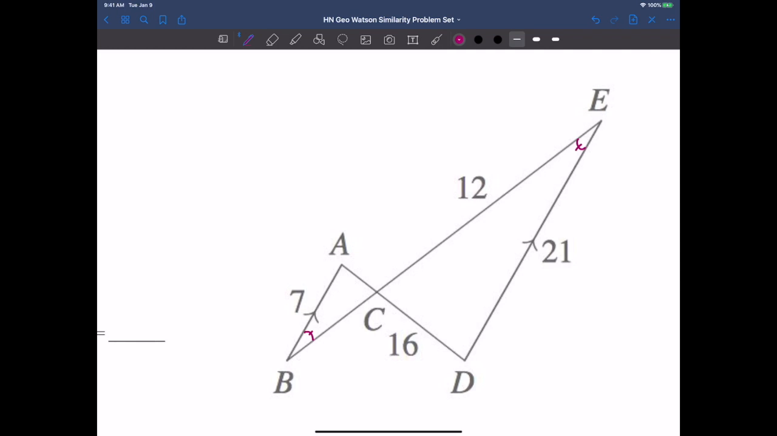You will notice that angle B and angle E are congruent. Also, angle E and angle D are congruent because we have alternate interior angles that are congruent. We know this because sides AB and DE are parallel lines cut by transversal AD. So this gives us congruent alternate interior angles. We also know that angle ACB is congruent to angle DCE because they are vertical.